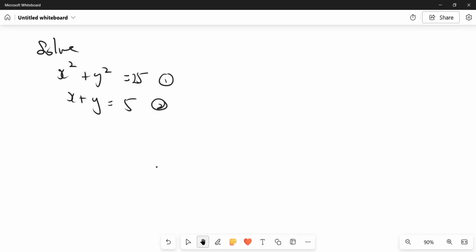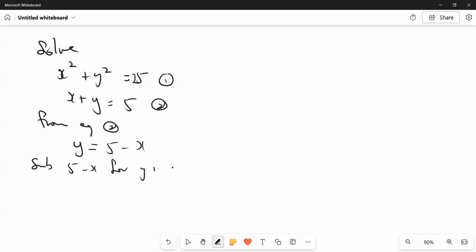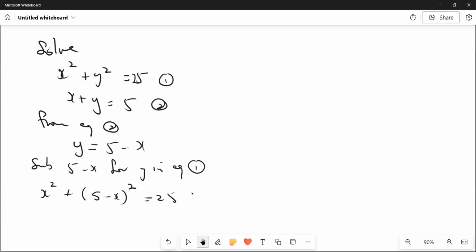So how do you solve this? Again, you make use of substitution. From equation 2, you can see that y would be equal to 5 minus x. So you take this now and substitute 5 minus x for y in equation 1. So you have x squared plus (5 minus x) squared equals 25. Now we have basically a quadratic to solve.